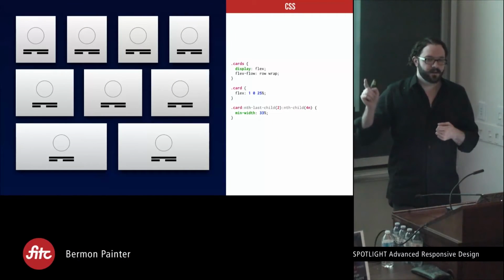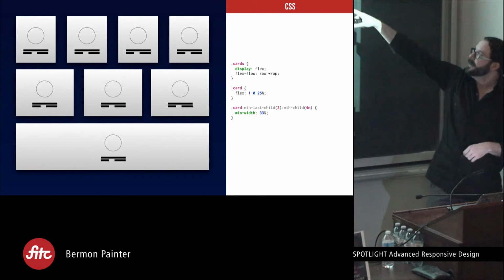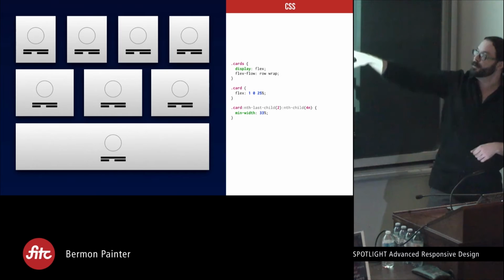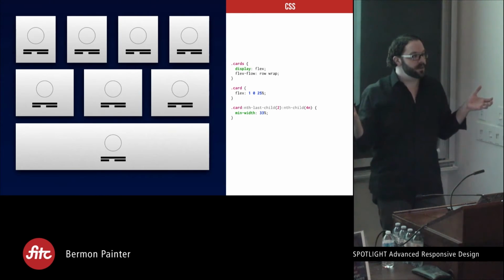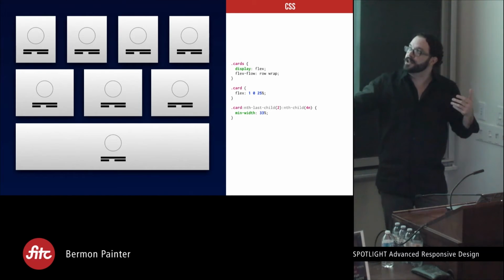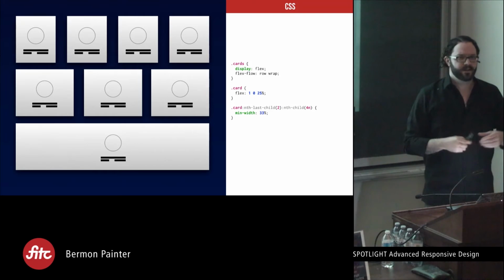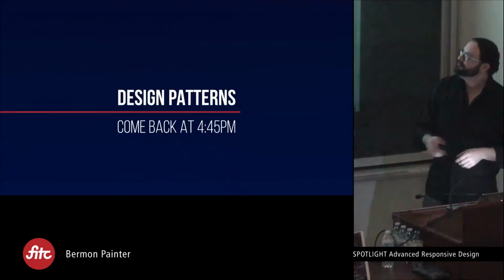That's where the last child comes from. Just in case there's only one on the end, it's going to make that go full width, right? And that's it. So that's a really funky thing you can do with a card type layout or images. And it's so little CSS. It just kind of blows my mind a little bit.